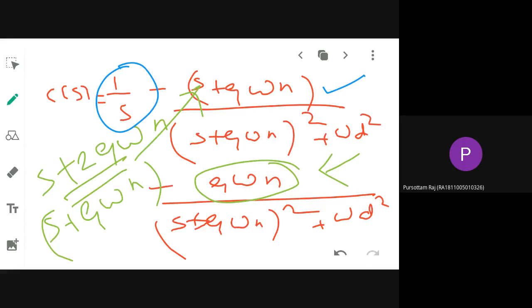Okay, so what about this term? Inverse Laplace transform of s divided by s squared plus a squared, how can I write it? S divided by s squared plus a square is cos. Okay, cos plus you are having one s plus zeta omega n. So if you want to take inverse Laplace of that also, you will be getting e power minus zeta omega n t into cos omega d t.